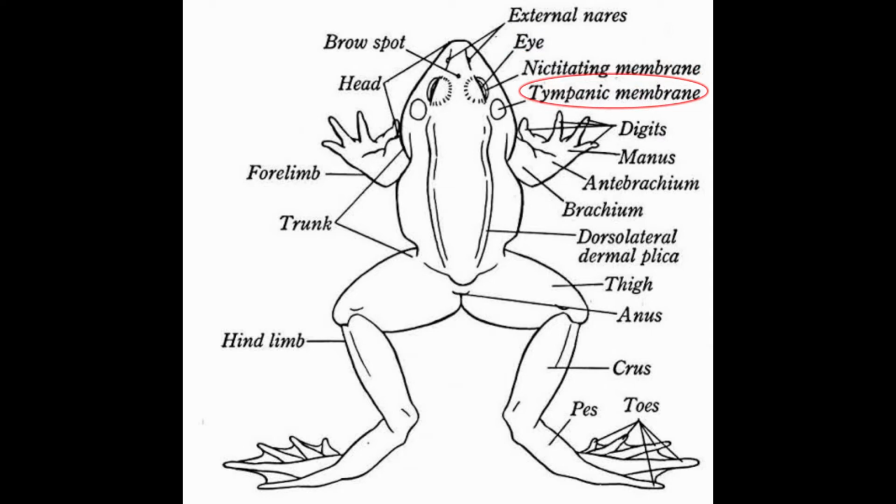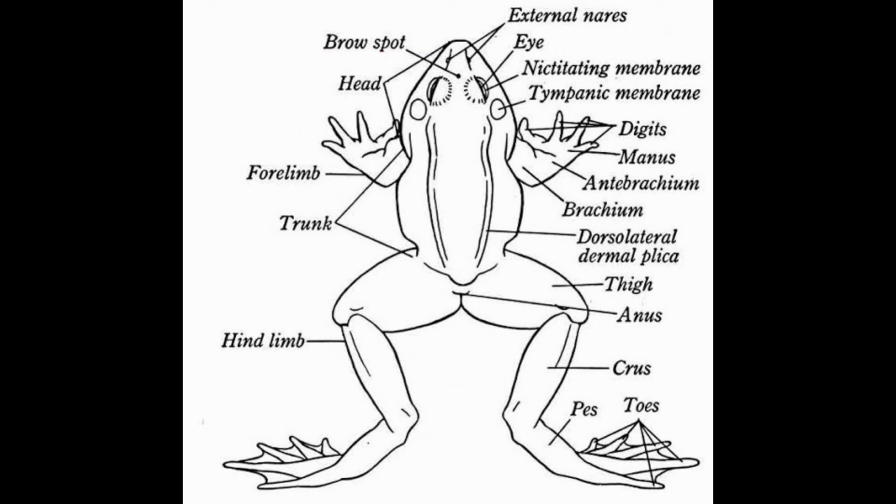The tympanic membrane is a circular area behind each eye, also called the eardrum. The brow spot is a tiny white spot at the mid-dorsal part of the head between the level of the eyes. This is very distinct in the frog and not in the toad.